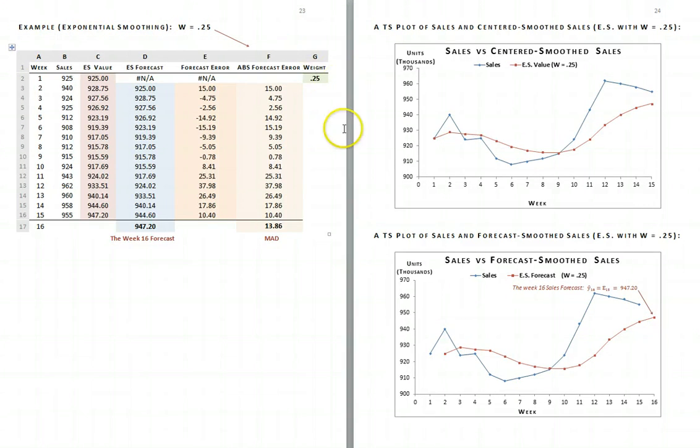Here is another table completed involving exponential smoothing, except this time the weight factor is 0.25. Here are the exponentially smooth values. Here are the exponentially smooth forecasts. And here is the MAD, 13.86 average forecast error magnitude. On the following page, we see again the same simultaneous scatter plots, except now for the exponential smoothing with a weight factor of 0.25.